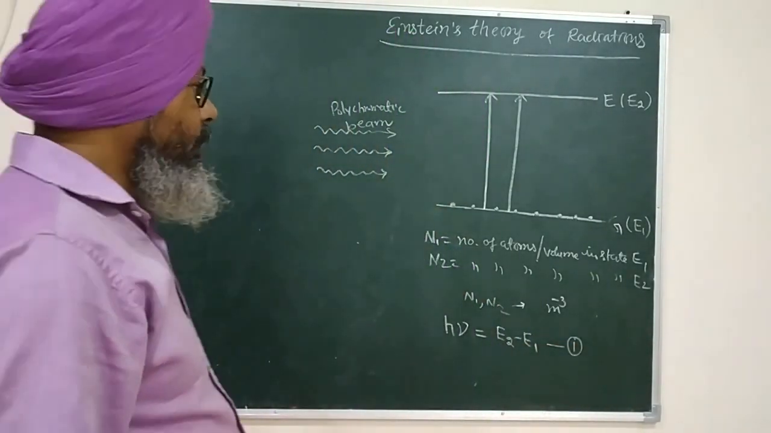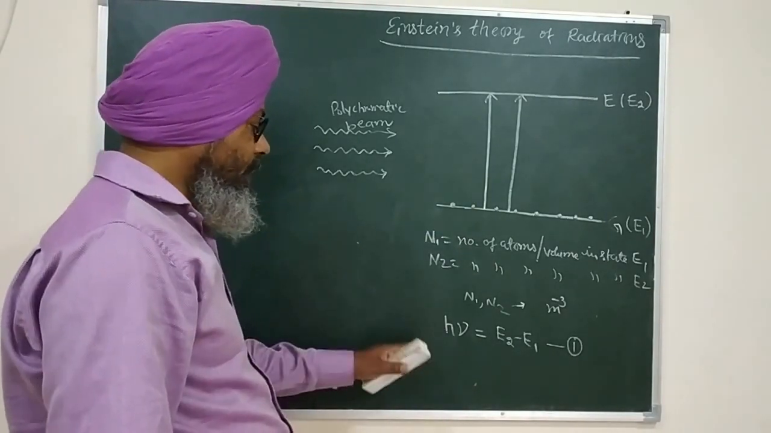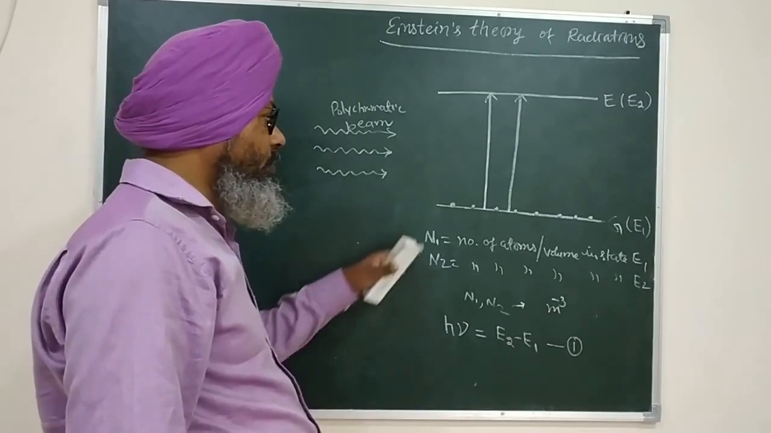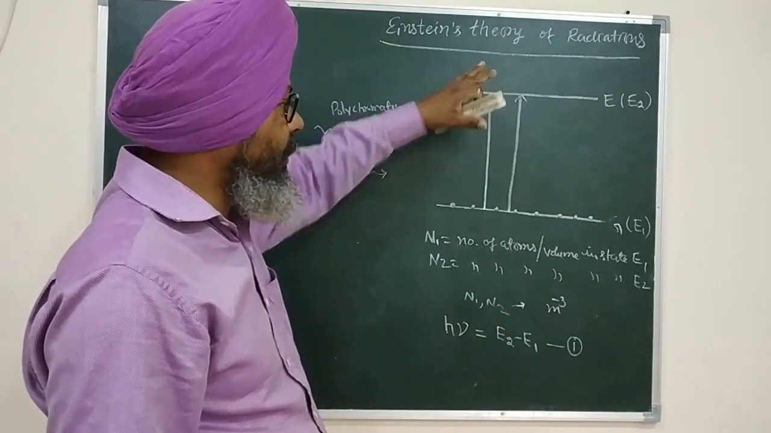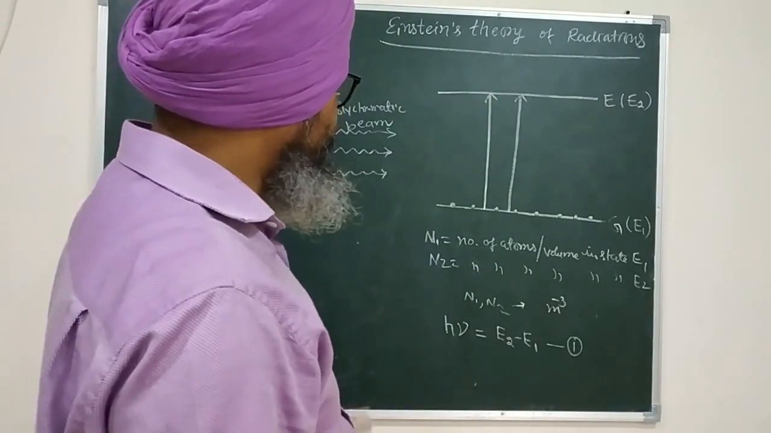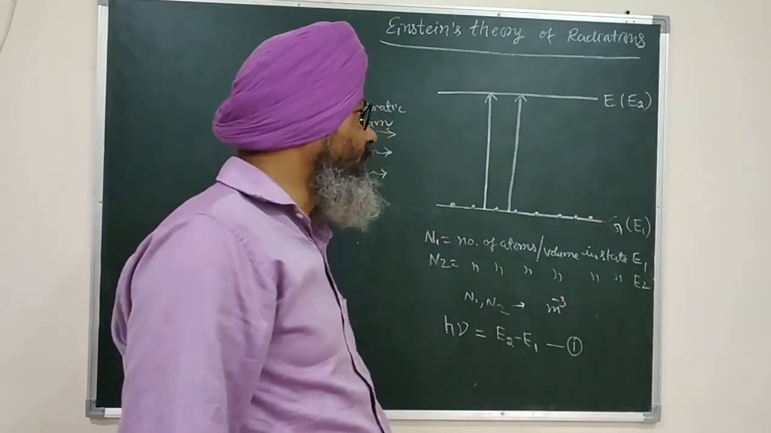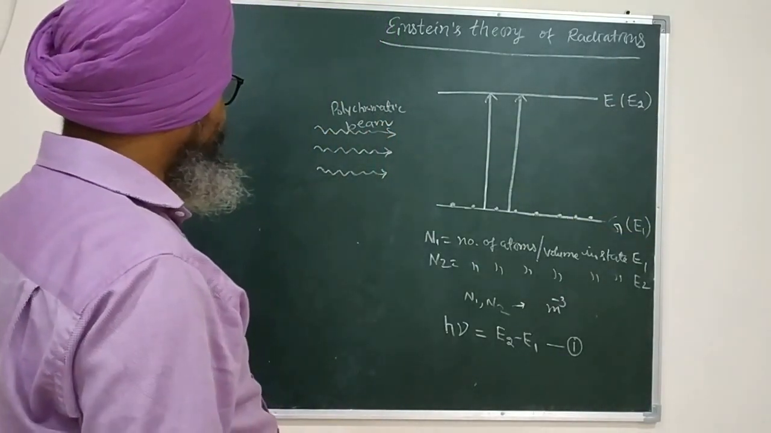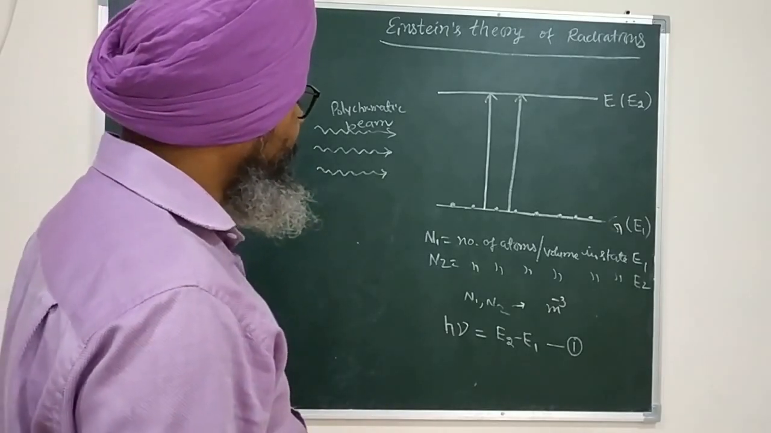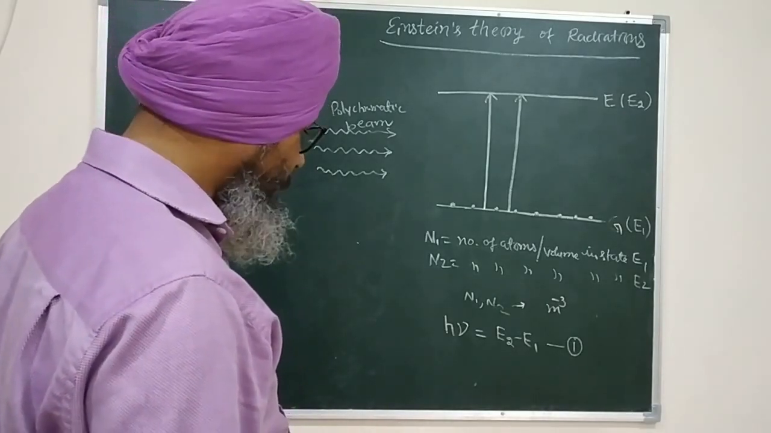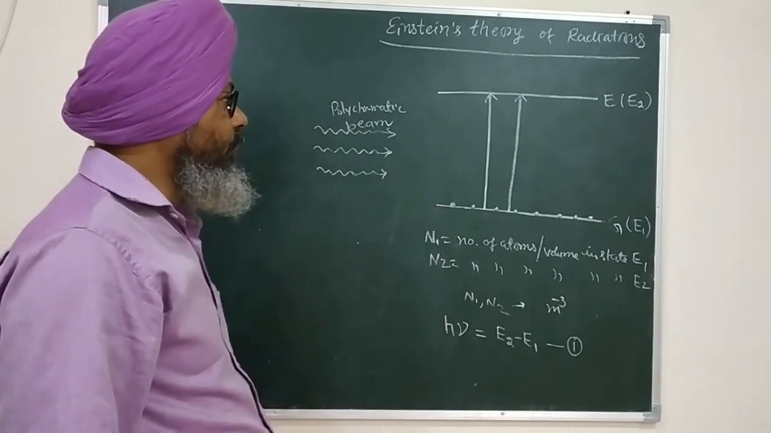Then such a photon will have maximum probability of being absorbed by the material, and such a photon will result in the transition of an electron from ground level G to the excited level E, because the energy difference E2 minus E1 between G and E exactly matches the energy of the photon. Such a photon will be called a resonating photon, and such a photon will be responsible for the excitation from G to E.